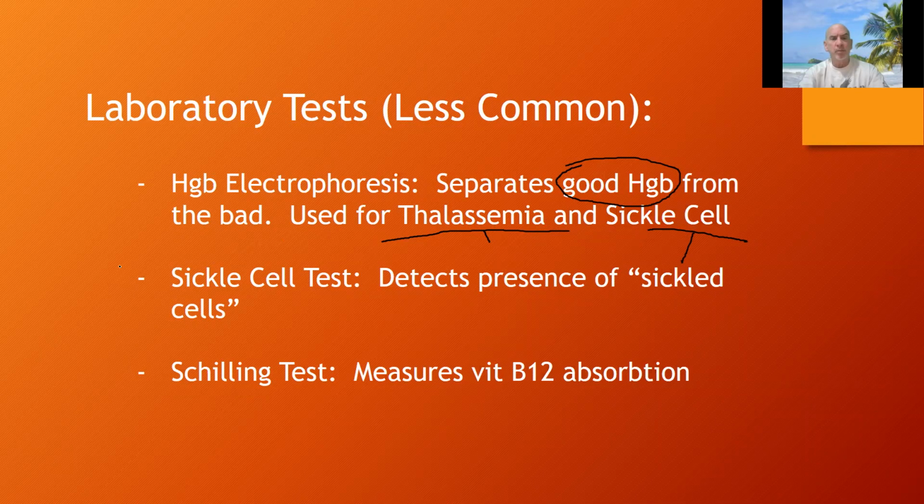There's also a test specifically for sickle cell. And there is a test specifically for vitamin B12 deficiency. Now, that being said, there's two ways you can be deficient in vitamin B12. Either you're not getting enough of it, or you're having trouble absorbing it, which is called a B12 malabsorption deficiency.